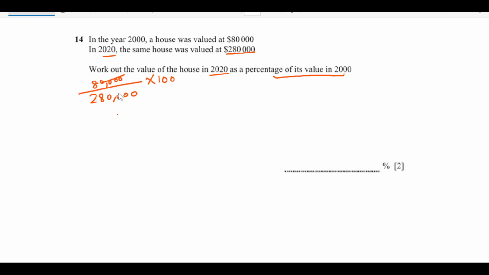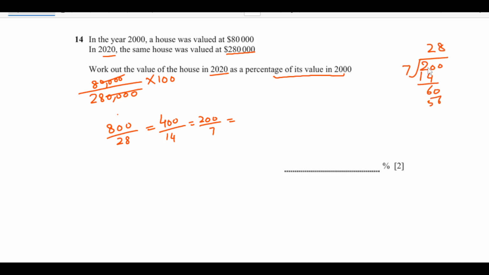So then 4 zeros are cancelled here, and we have 8 over 800 over 28. So we can simplify this. Divide by 2, again divide by 2. So this is going to be 200 over 7. So we can divide it by 7. So this is going to be 28 4 over 7%. Okay.